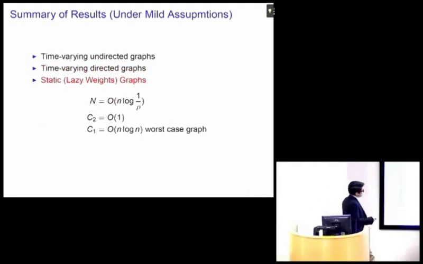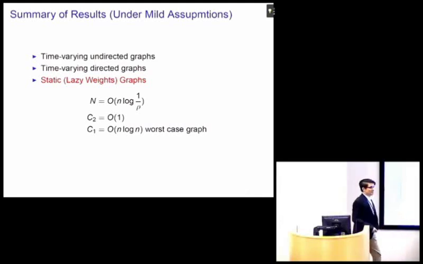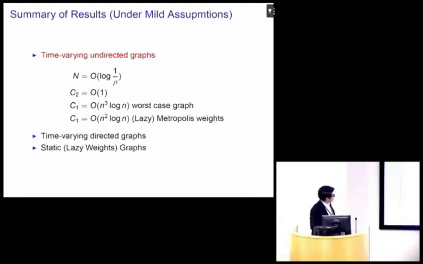And if we have static graphs, the time you need to wait is of order n, C2 is constant, and C1 is almost linear, right? So the nicest thing you can have is a static graph. We can define the weights, and the algorithm that we propose is going to be linear. But remember, in all three cases, C2 is constant, right?